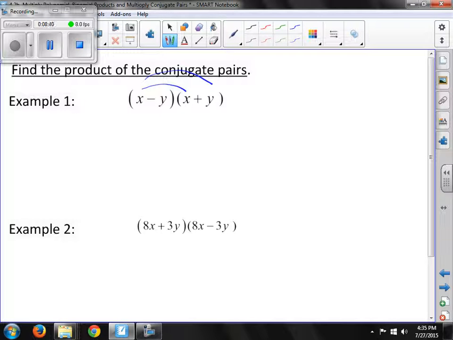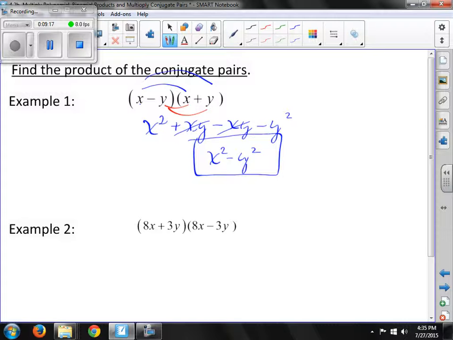When I multiply the first together, I have x times x is x squared. The outside would be x times y, which would be xy. The inside would be negative y times both of them. So we have negative y times x, which makes negative xy. We keep the letters within the terms alphabetized. And negative y times positive y would be negative y squared. And what happens every time is that the outside and the inside terms drop out, so that we have x squared minus y squared. And you'll learn later that this is called the difference of two squares.